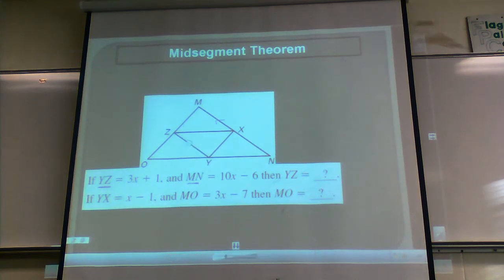Okay? And then I got, that's 3x plus 1. This whole thing is 10x minus 6. What do you think I would do to solve this out?